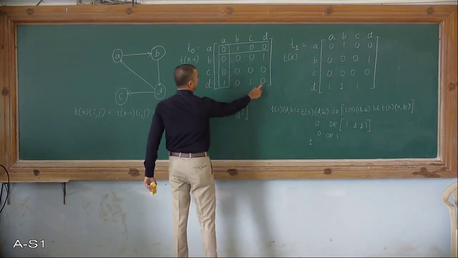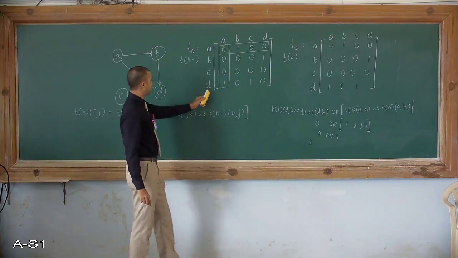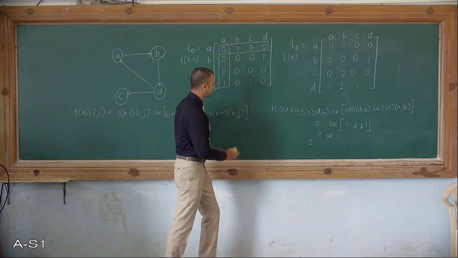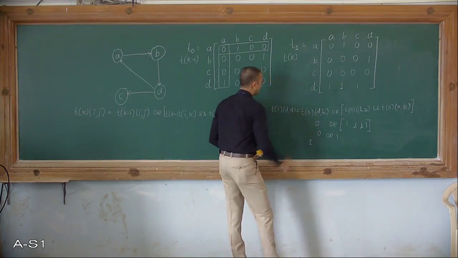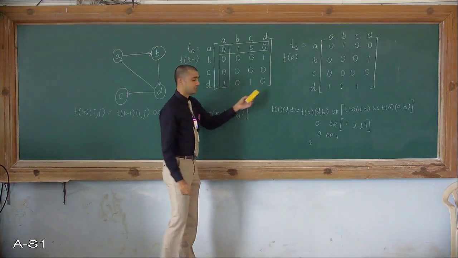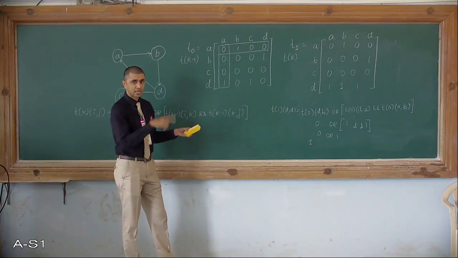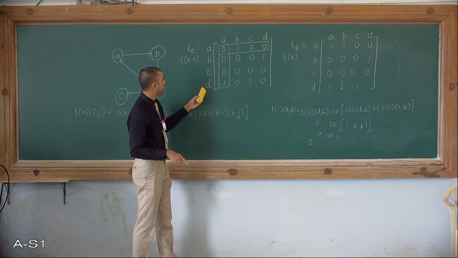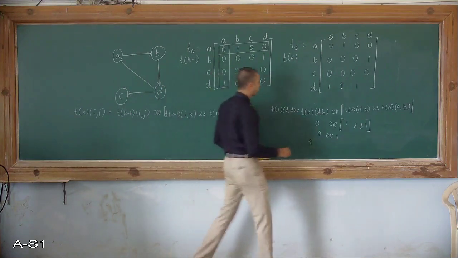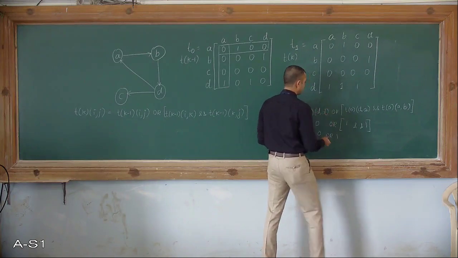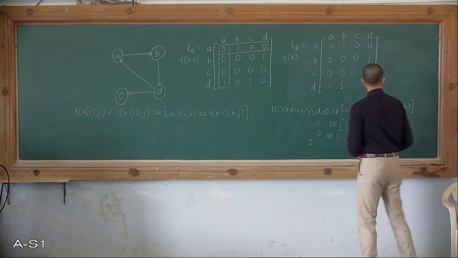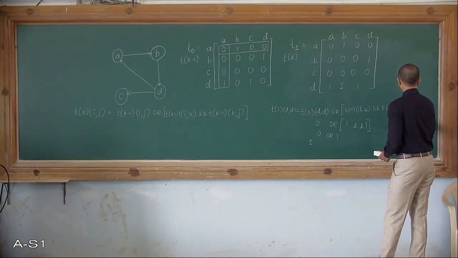Let's find out about this. D to D. Can I reach D starting from D? Can I have a cycle from D to D using an intermediate vertex A? Let's find out. So T of 0, D to D. So intermediate vertex D to A and A to D. Let's see.